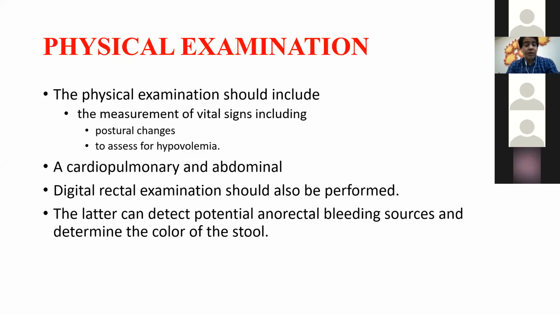You have to examine the cardiopulmonary system and abdomen, especially to rule out abdominal tenderness and abdominal mass when you are suspecting lower GI malignancy or colitis. Then after doing this, you have to do the digital rectal examination. Digital rectal examination will confirm anorectal disease like hemorrhoids, anal fissure, anal fistula, anal abscess, as well as anorectal malignancy, rectal malignancy. Even polyps sometimes can be palpated during the digital rectal examination.